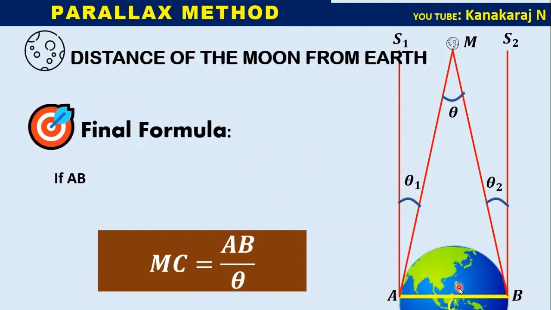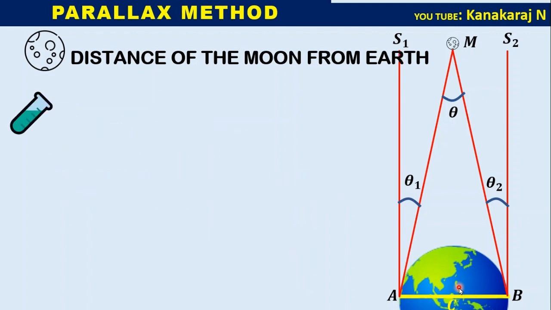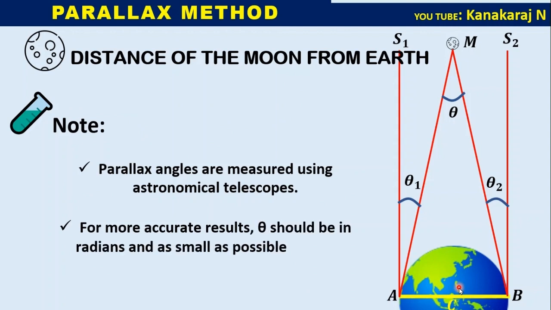Final formula: if AB, Earth's diameter, and theta, the parallax angle in radian, are known, the distance to the moon MC can be found using the formula MC equals AB upon theta, the diameter of the Earth divided by the parallax angle. Note: parallax angles are measured using astronomical telescopes. For more accurate results, theta should be in radians and as small as possible for better precision.